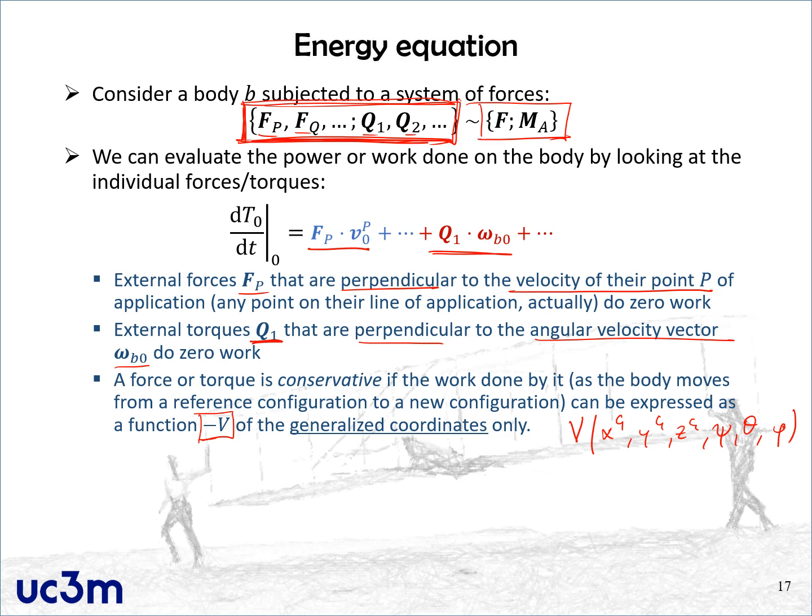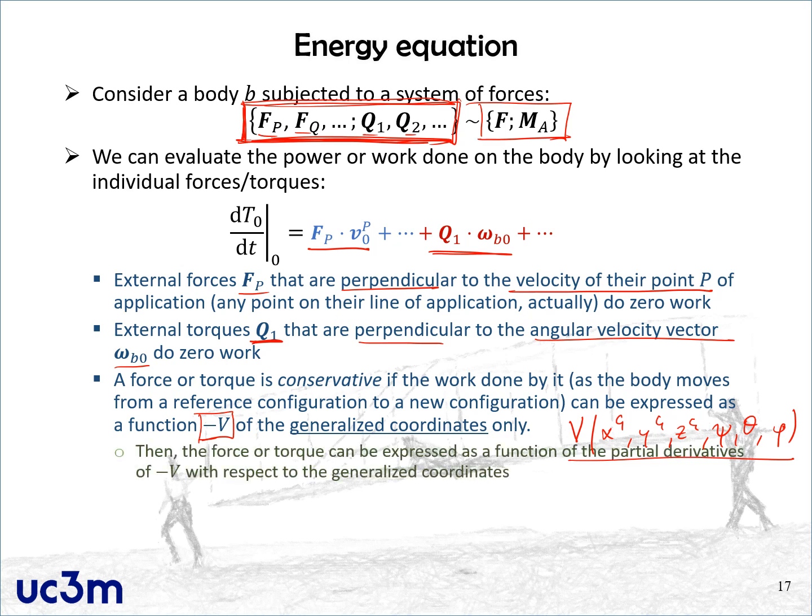So if we can express the work carried out by one force or one torque from when the body is in some reference configuration to the current configuration of the body in terms of only the generalized coordinates, then we say that the force or torque is conservative. And moreover, it will be possible to write down the force or torque in terms of the partial derivatives of that function with respect to the generalized coordinates.